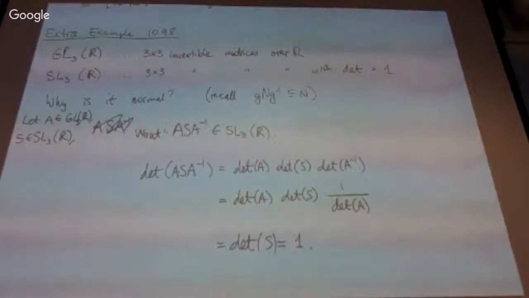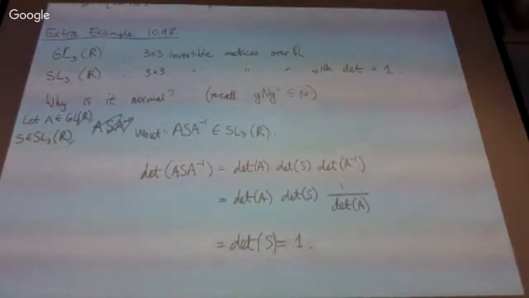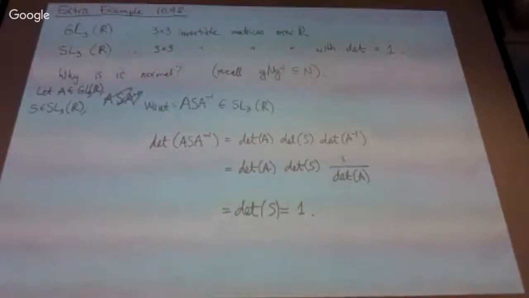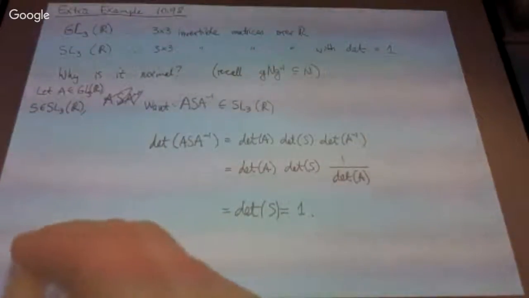For homework, you can do it with 4x4. Now, each of the cosets was defined by having the same determinant. So the cosets.